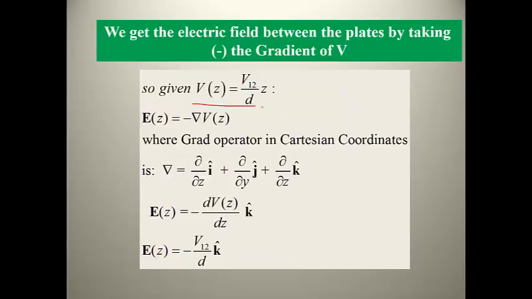Well, given that equation for V, we can find E by just taking the gradient and putting a minus sign in front of it. The gradient operator in x, y, z looks like this, and this should be an x right here, but we're going to throw it away because V only depends on z, and so this term and this term disappear. We then have that the E field will be equal to this derivative times the unit vector k. So taking our potential equaling V12 over d times z, taking that derivative, we're left with the E field being minus V12 over d k hat.